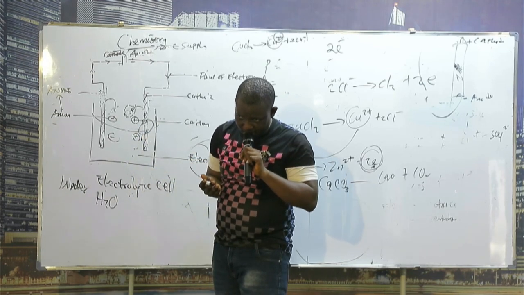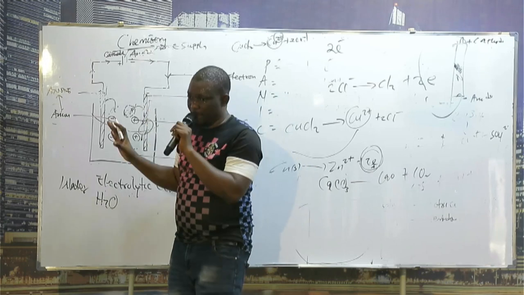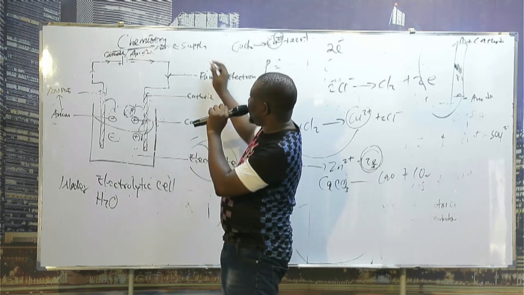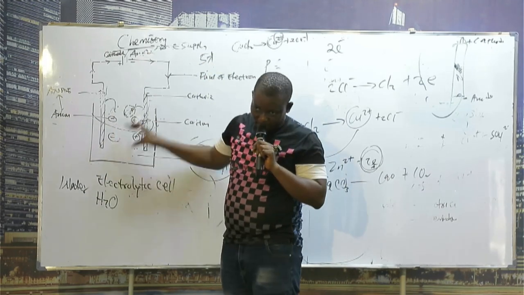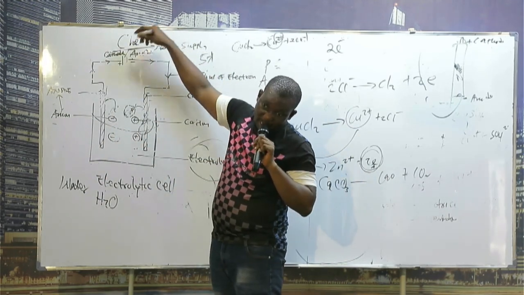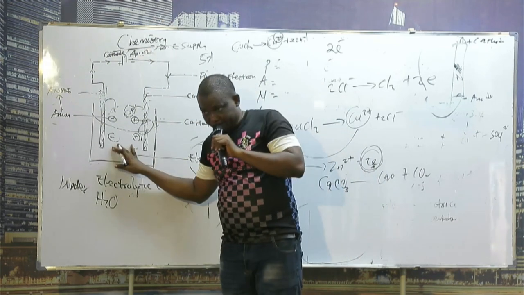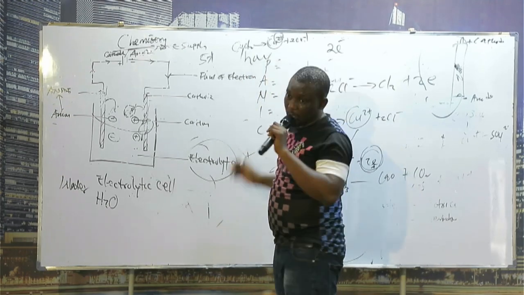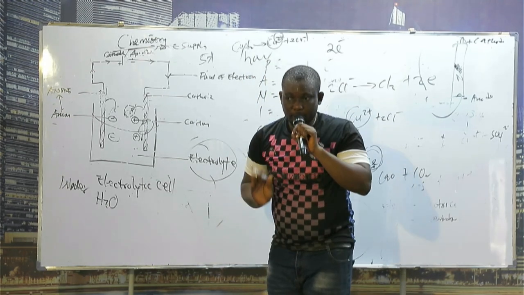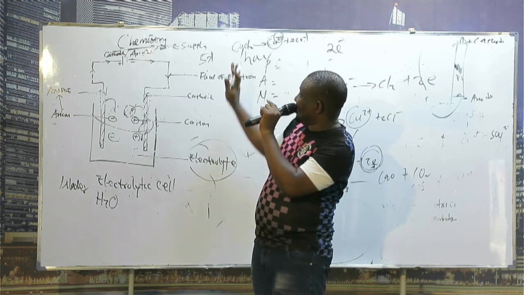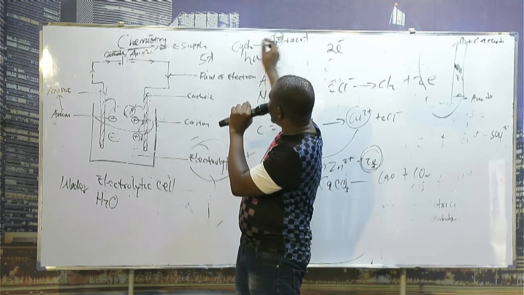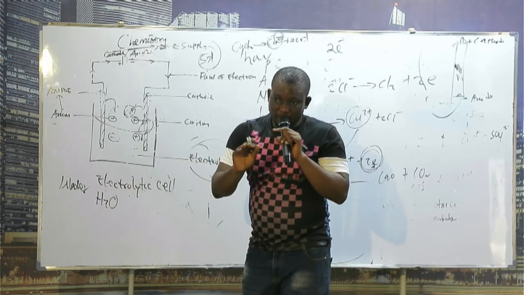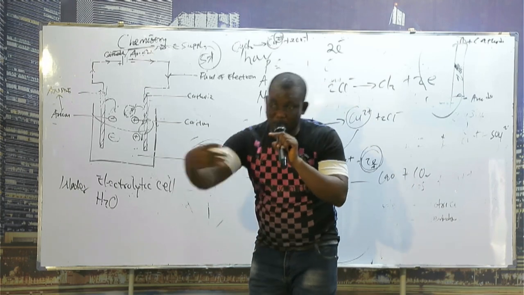Are you with me? Just now, for example, say some amount of current was passed in this cell. Let's say 5 ampere current was passed inside this cell from this DC. DC was the one that supplied the current. He passed it in this cell for a maximum of 1 hour. That is the time taken to use 5 amperes inside this cell. And in the process, the salt of copper decomposes.